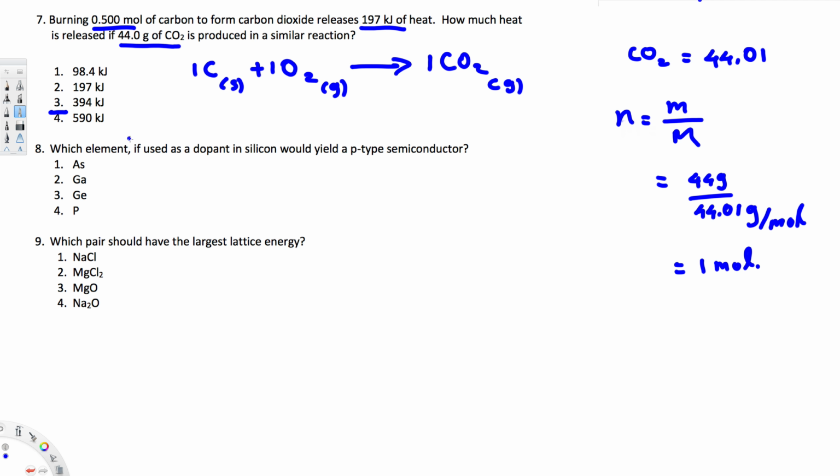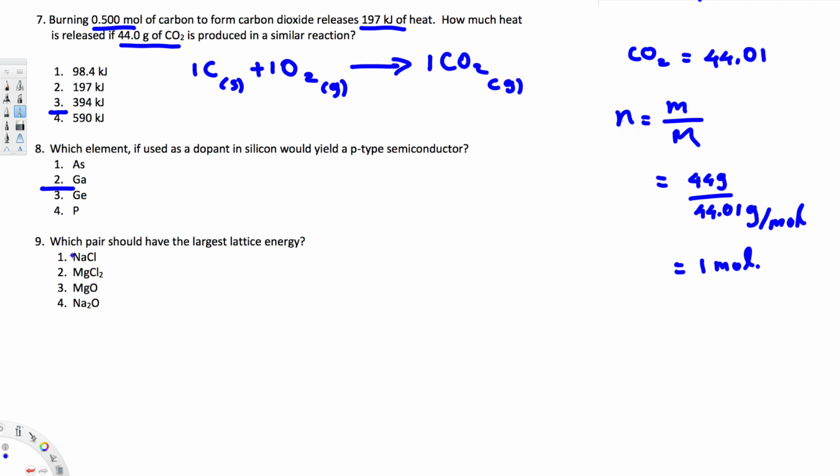Now let's look at the second question. Which element if used as a dopant in silicon would yield a p-type semiconductor? So generally p-type semiconductors are created from two elements, gallium and aluminium. Here we only have gallium right here, so we know the answer is going to be gallium.